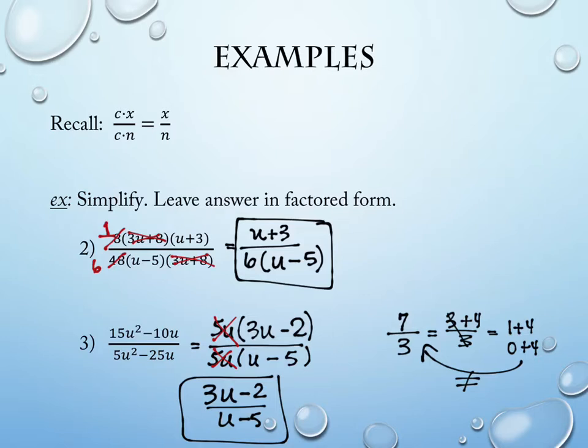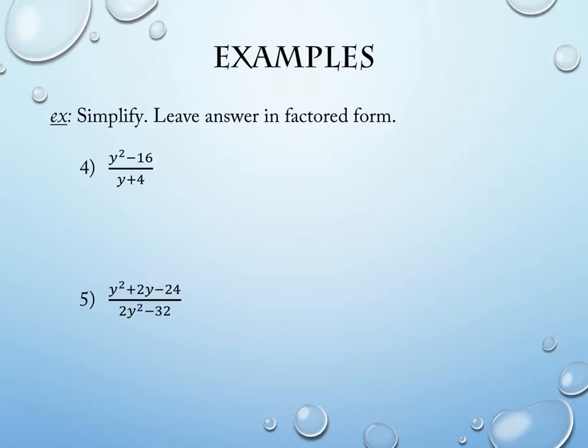All right, let's take a look at number 4. Number 4 doesn't have common factors like the last one did on the top and the bottom. It just doesn't. In fact, number 4 on the bottom doesn't have anything. Y plus 4 has got nothing in common. But the numerator is one of the special factoring techniques that we encountered in the last section. What factoring technique can we use on the numerator?